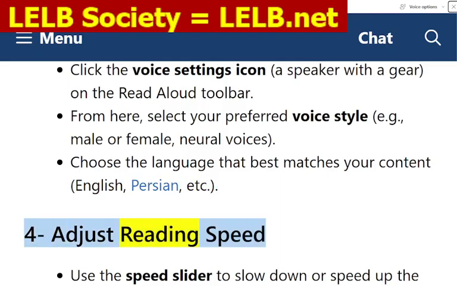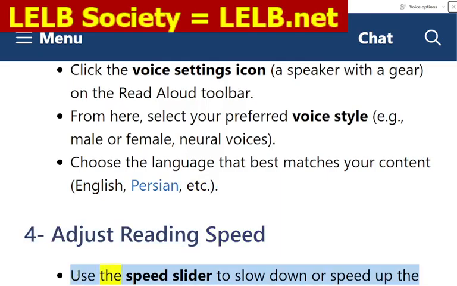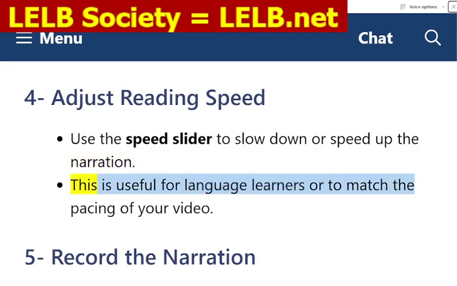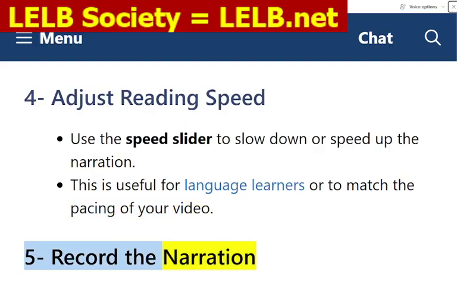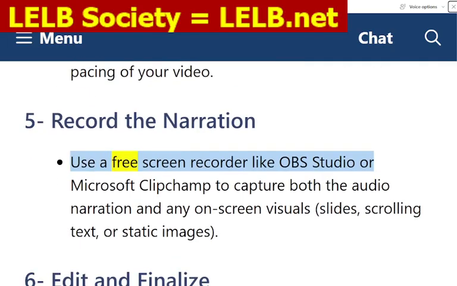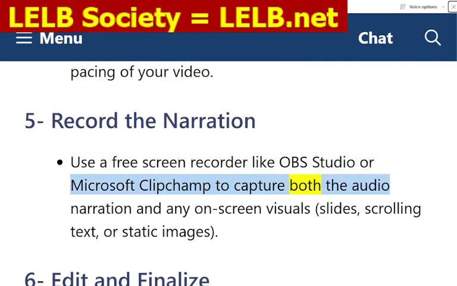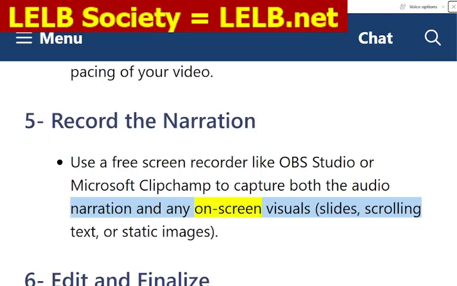4. Adjust reading speed. Use the speed slider to slow down or speed up the narration. This is useful for language learners or to match the pacing of your video. 5. Record the narration. Use a free screen recorder like OBS Studio or Microsoft Clipchamp to capture both the audio narration and any on-screen visuals, slides, scrolling text, or static images.